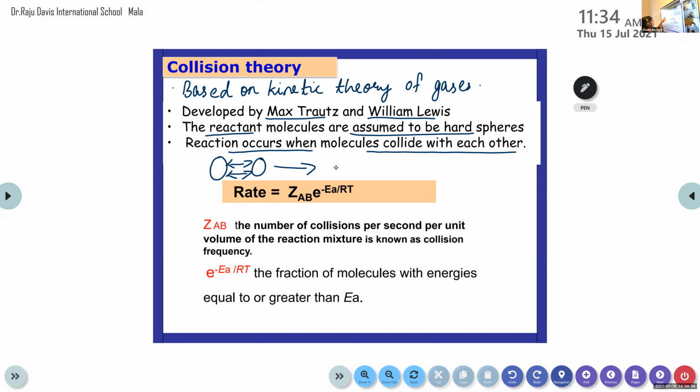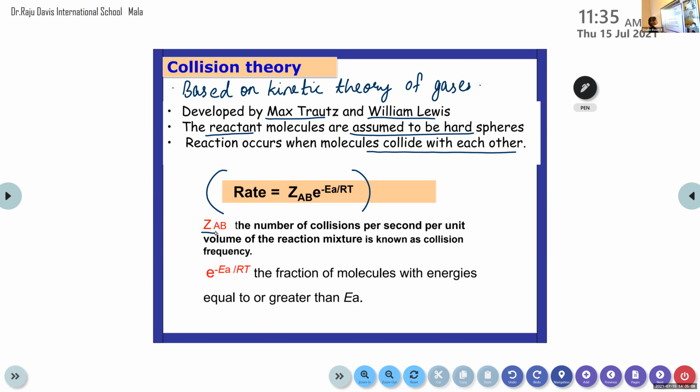So this collision is considered one of the conditions for this chemical reaction to take place. Reactants are considered as spheres, and if the spheres collide with each other, then the reaction will take place. One equation suggested by this collision theory: rate is equal to ZAB e raised to minus EA by RT.